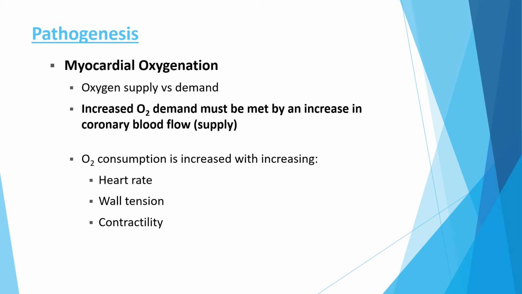Therefore, the pathogenesis of angina really is a mismatch between supply and demand. The definition is really just an increased oxygen demand that is unmet by oxygen supply. Some things that lead to an increase in oxygen consumption include an increase in heart rate, an increase in wall tension, or an increase in contractility. So the medications that we use to treat angina really target one of these three mechanisms.